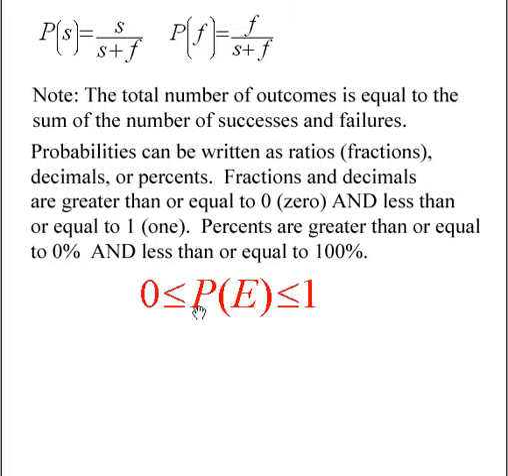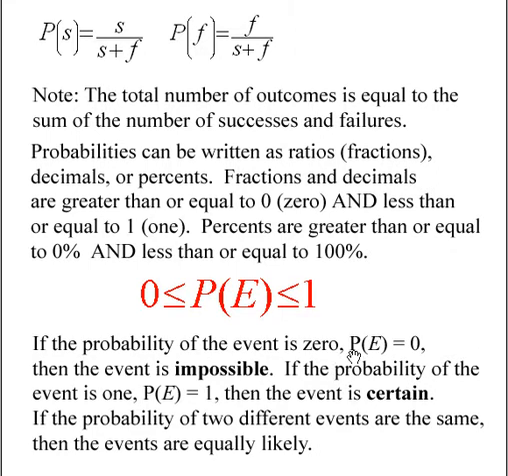So it's going to look something like this. The probability of any event, we're going to use a capital letter, E, to represent any particular event, is greater than or equal to 0 and less than or equal to 1. If we do get 0, we say the probability of that event is impossible. If we get the probability of that event equals 1, we say it's certain to occur.